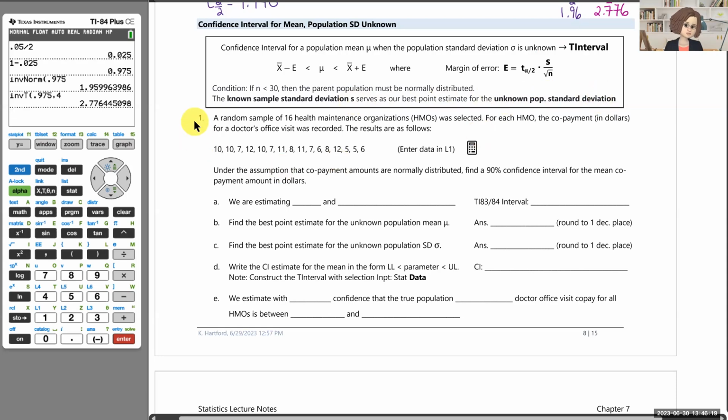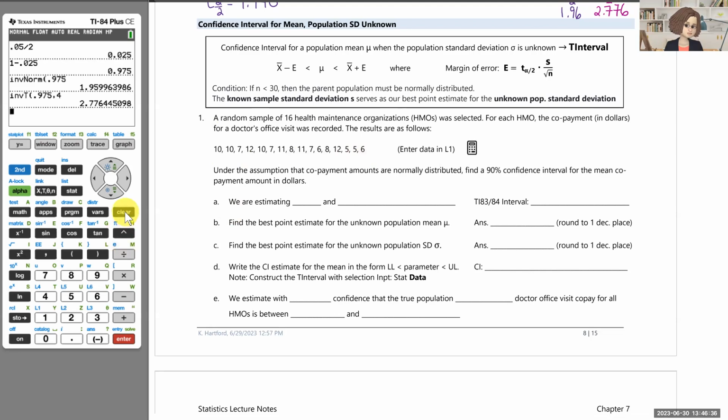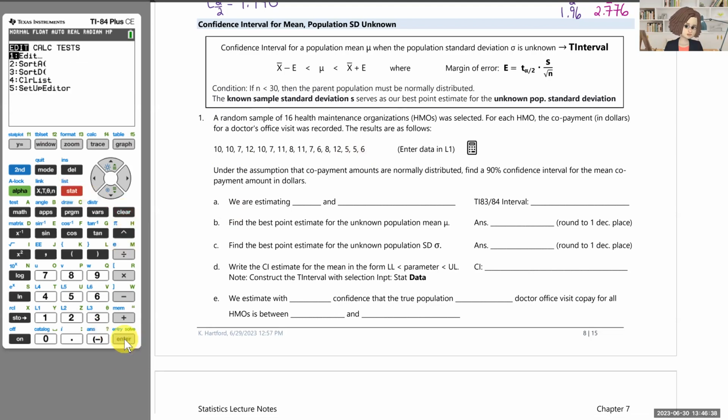All right, so let's take a look at this question. Number 1, a random sample of 16 health maintenance organizations, HMOs, was selected. For each HMO, the copayment in dollars for a doctor's office visit was recorded, and here are the results. So if you wanted to pause the video for a moment, enter your data into L1, that is your first step. And then we'll move forward.